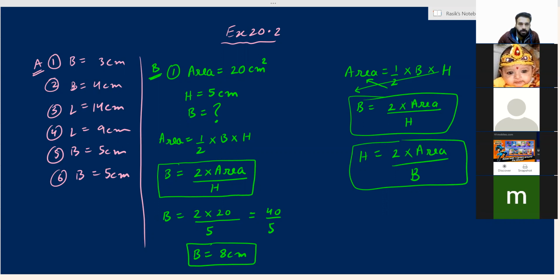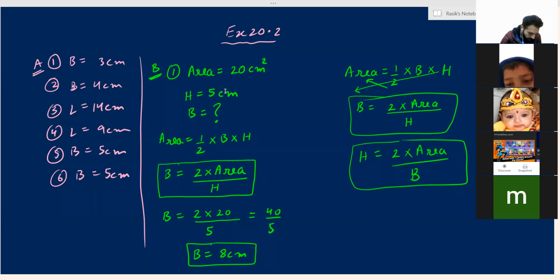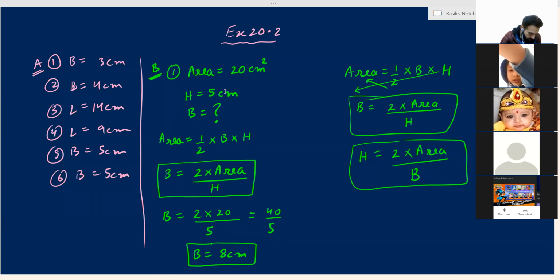How many parts have you all done? Sir, I have done four. Sir, I have done five. Sir, all. Sir, I am doing the last one. Complete all the parts and post. Very good. Complete and post your answers in the group.